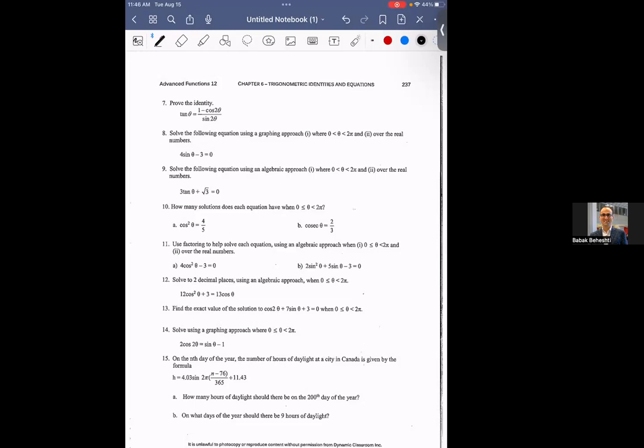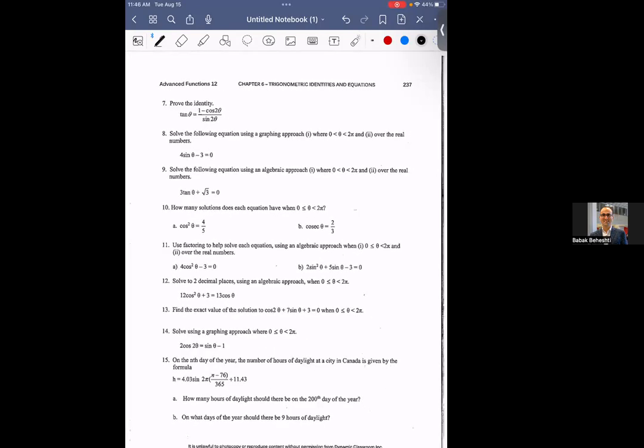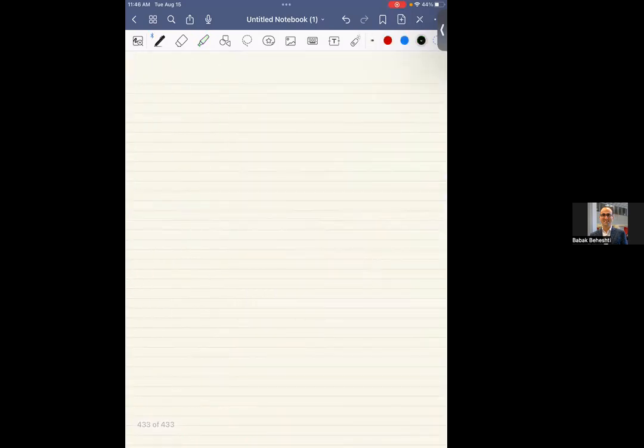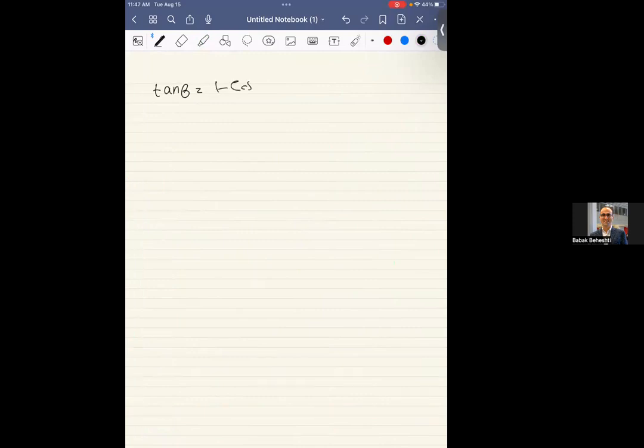Let me do some of them for you. Let me see, I want to do question 7 on this page. It says prove that tangent theta is equal to (1 minus cosine 2 theta) divided by sine 2 theta. As I said, when you want to prove an identity, you have to begin with one side and reach the other side.